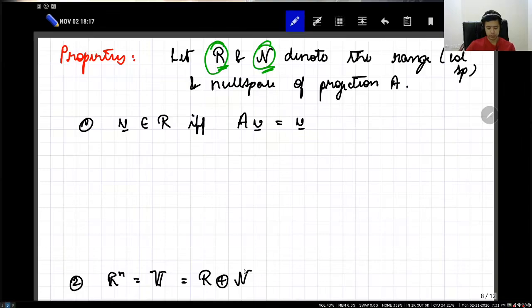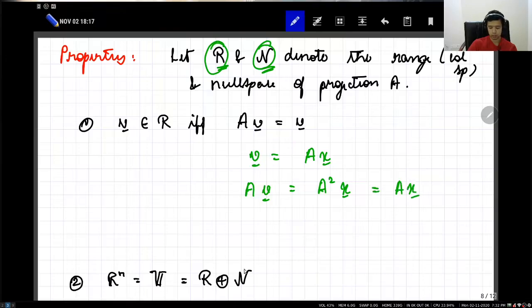Firstly, any vector V lies in the range if and only if A times V is equal to V. And that is fairly obvious, because if V is in the range of A, then V can be written as A times X for some vector X in Rn, and if you look at A times V, then this is equal to A squared times X, which is equal to A times X.